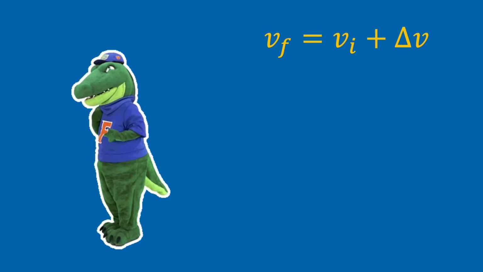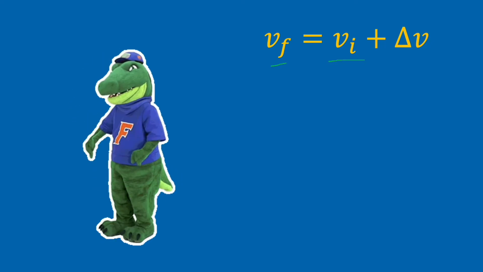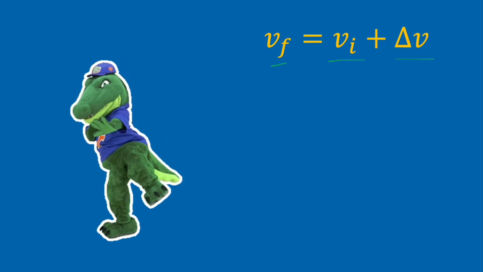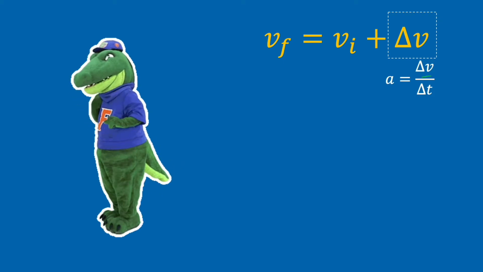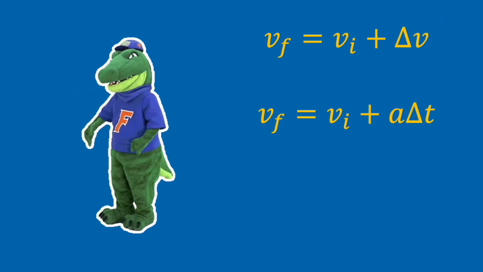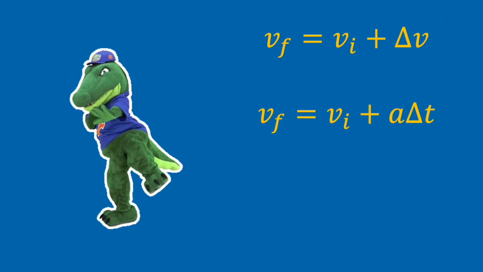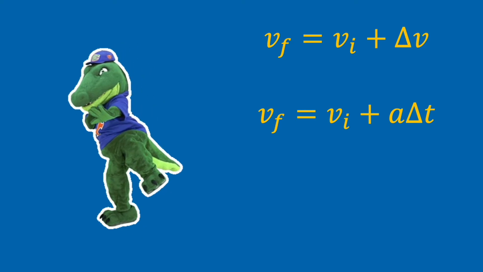All right, here's a pretty simple kinematics equation. Final velocity equals initial velocity plus change in velocity. Now, using the definition of acceleration, which is change in velocity over change in time, I can cross multiply and get this, which is one of the 5 kinematics equations, VF equals VI plus AT.